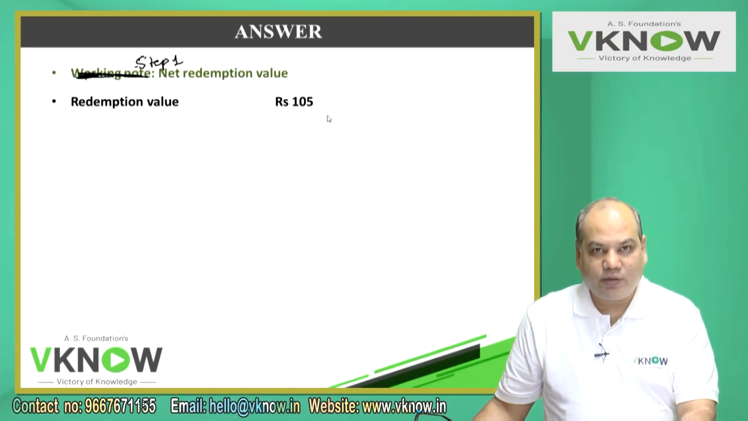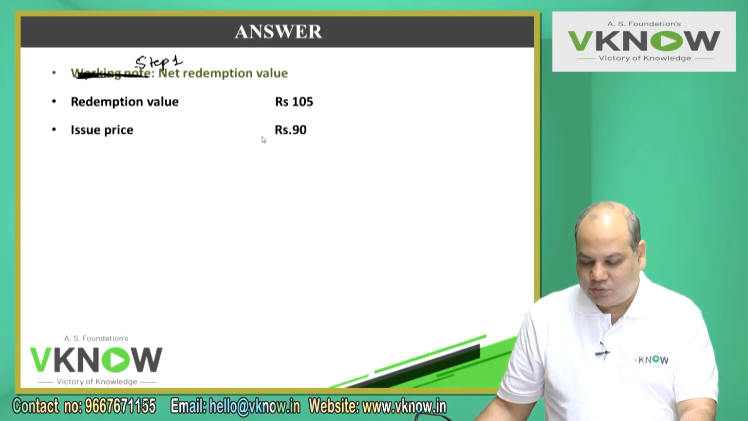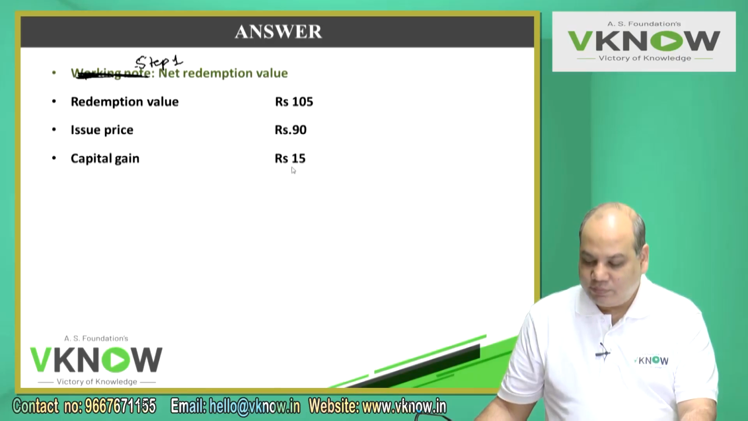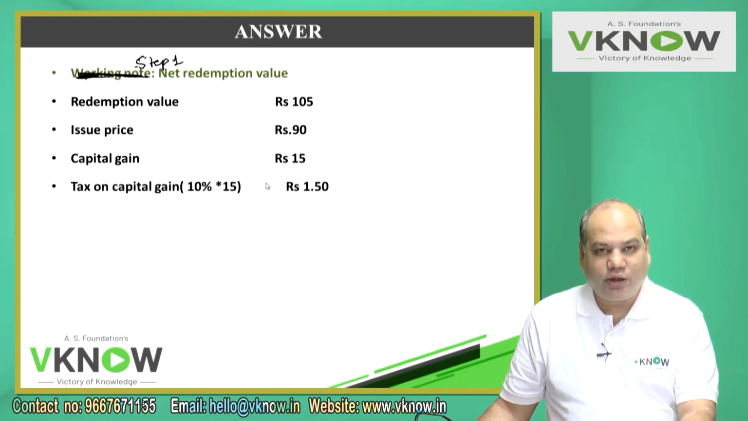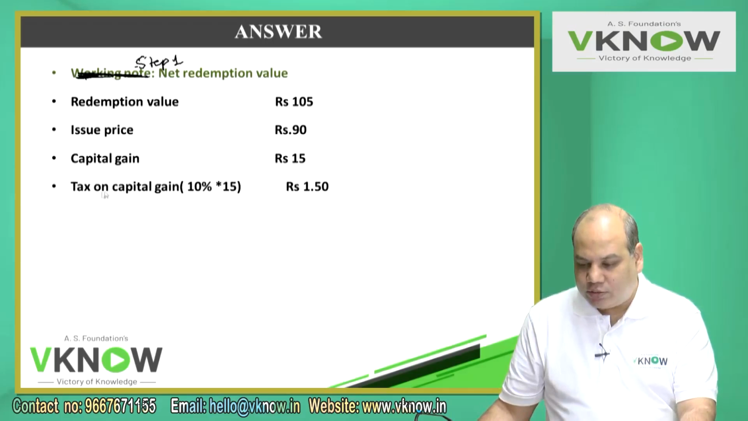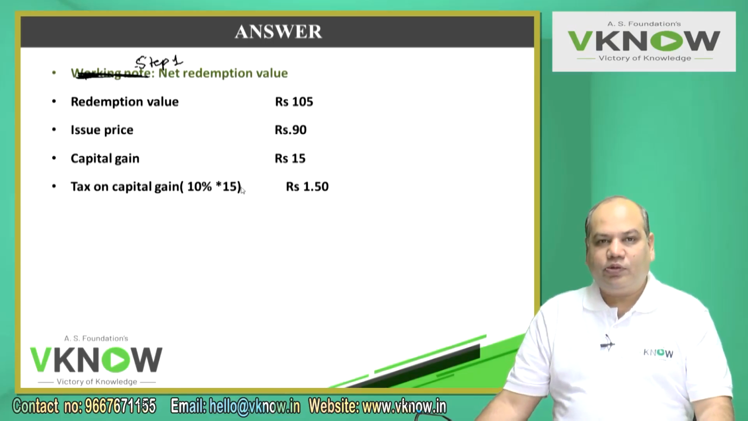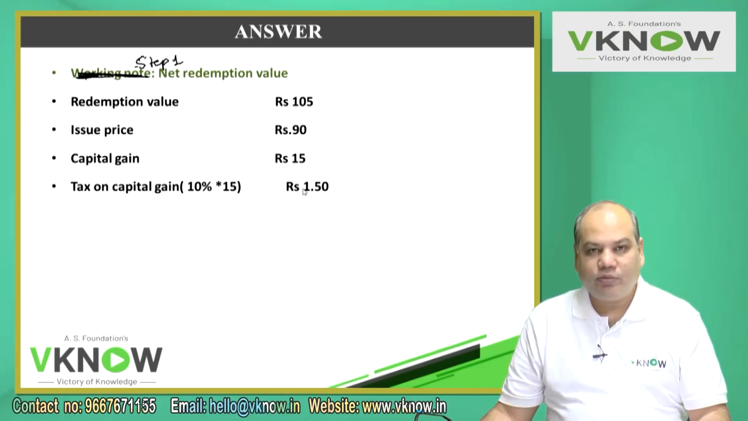Redemption value is rupees 105 less issue price 90. So how much is your profit on redemption? Your profit or capital gain is 15 rupees. 105 minus 90 is 15. On 15 you will have to pay 10% tax without any indexation calculation. So therefore next line write down point number D, tax on capital gain. Tax on capital gain in bracket 10% into 15. How much is 10% into 15? 1.50.